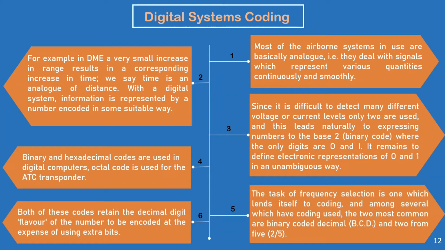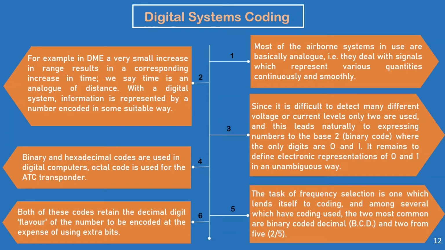Since it is difficult to detect many different voltage or current levels, only two are used, and this leads to expressing numbers to the base 2, binary code, where only the digits 0 and 1 are used. It remains to define the electronic representation of 0 and 1 in an unambiguous way. Binary and hexadecimal codes are used in digital computers. Octal code is used for the ATC transponder.